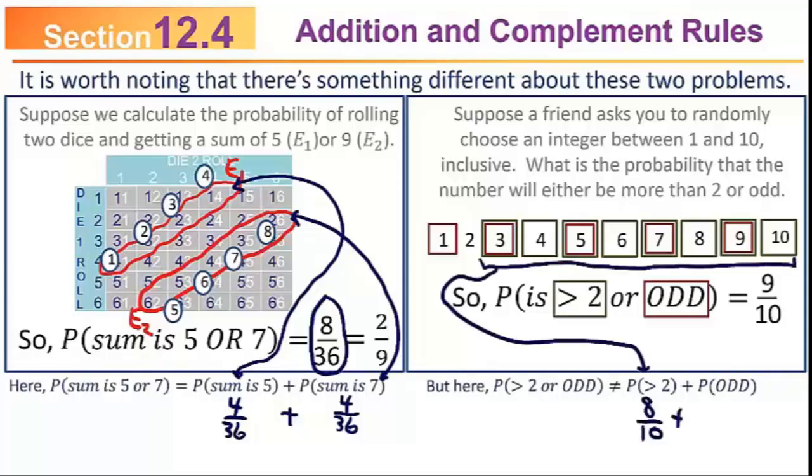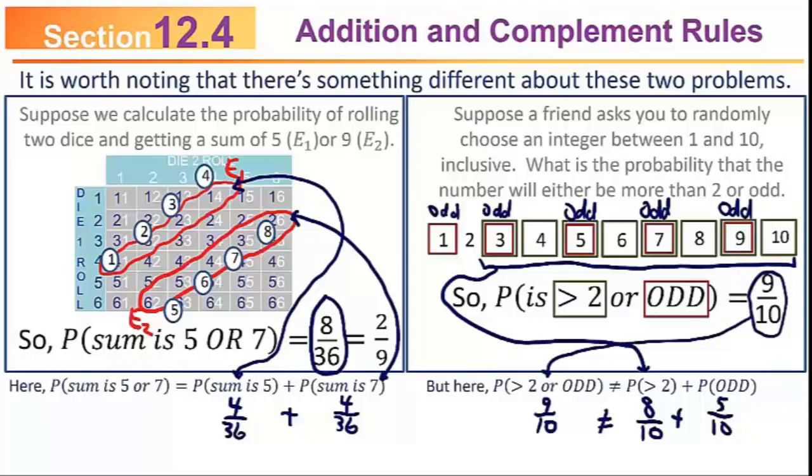If you look at it, the probability that the sum was 2, 3, 4, 5, 6, 7, 8, 9, 10 was 8 out of 10. The probability that the sum was odd was 5 out of 10. Well, obviously, 8 tenths plus 5 tenths is 13 tenths, not 9 tenths. So on the left, I was just able to take the two events separately and add up the probabilities and get the correct answer. On the right, if I tried that trick, it wouldn't work.